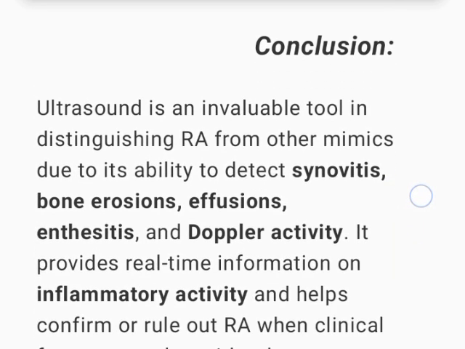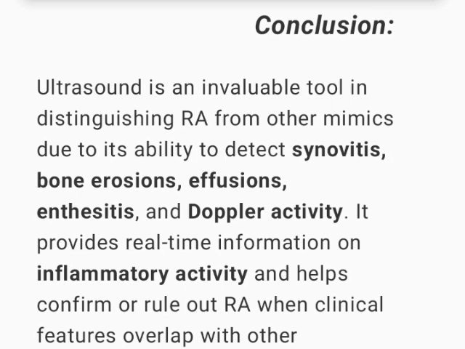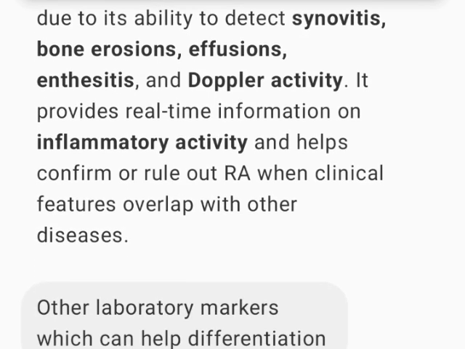Conclusion. Ultrasound is an invaluable tool in distinguishing RA from other mimics due to its ability to detect synovitis, bone erosions, effusions, enthesitis, and Doppler activity. It provides real-time information on inflammatory activity and helps confirm or rule out RA when clinical features overlap with other diseases.